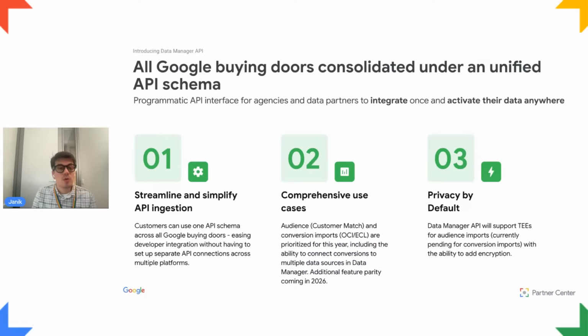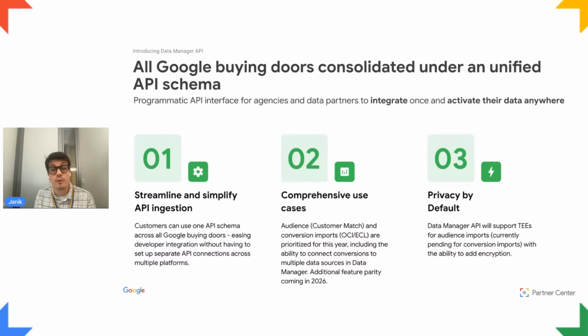Having this new unified API schema enables you to send and integrate all your data from all of your advertisers and send it to Google across all of Google's buying stores, which definitely makes it way easier than having separate APIs. So you can send the data only once and then select which endpoints the data should be received by. You also have comprehensive use cases.